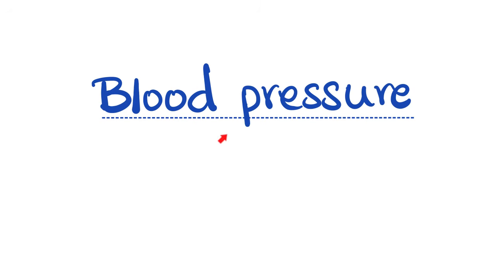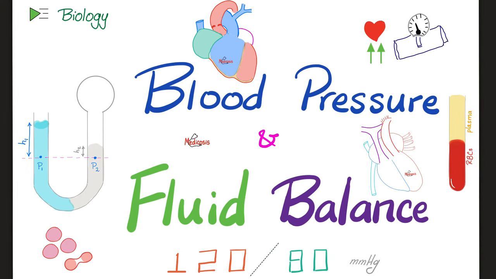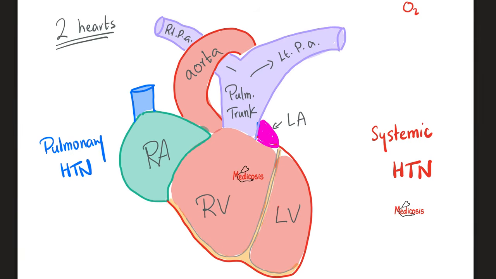What are the 4 vital signs again? We have the pulse, the blood pressure, the respiratory rate, and temperature. We're done with the pulse, let's talk about blood pressure. To learn more about blood pressure, I have a special video for it. It's called Blood Pressure and Fluid Balance, and you can find it in my biology playlist and in my physiology playlist. What blood pressure are we talking about?